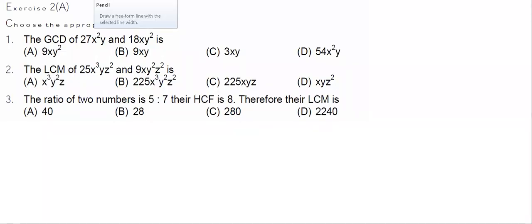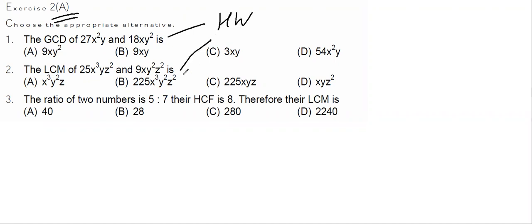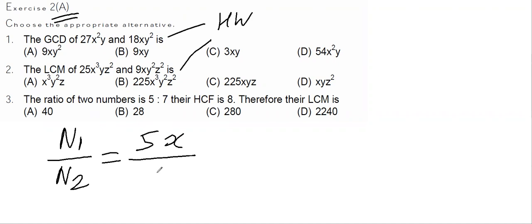Okay, so exercise we are starting with 2A. First one you take homework, second one also you take homework, third one I will do. Ratio of two numbers is 5:7. So whenever we talk about ratios of two numbers, let my numbers n1 and n2 be 5x and 7x. Why? Because they are in ratio.